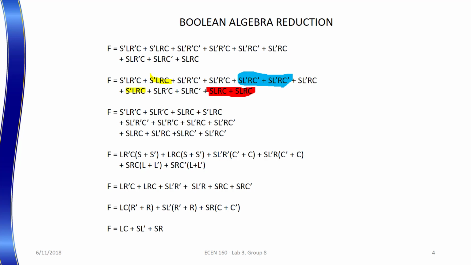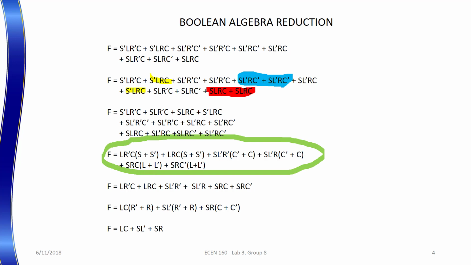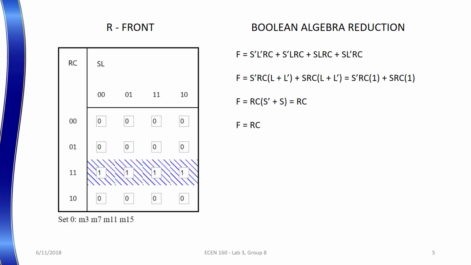And once we do that, we can use the commutative theorem to order those in an order that allows us to use the distributive theorem to take out the non-like terms from each pair. And so we've done that here. That'll reduce our equation to this one here, and then we can do that one more time to take out the non-like terms from each of those pairs, and we end up with the same equation we got from our K-map reduction.